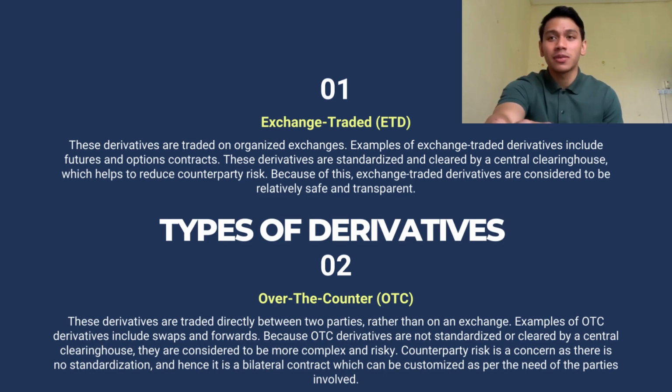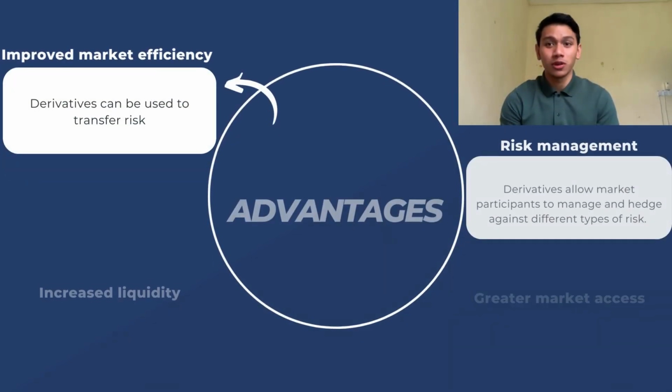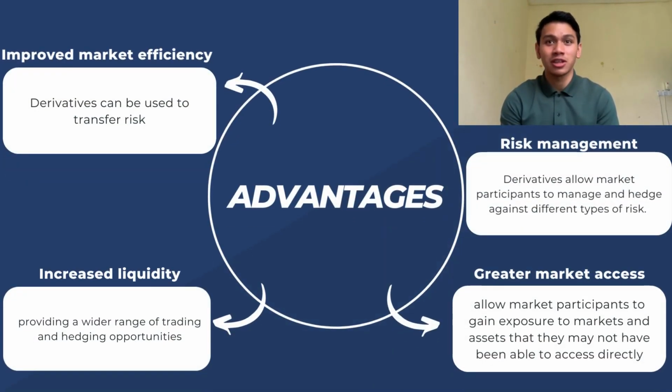Both types of derivative market have their own unique characteristic and are used for different purposes. Exchange traded derivatives are often used for hedging and speculation, while OTC derivatives are used for more customized hedging and risk management strategies. So we're moving on to the advantages of derivative market.